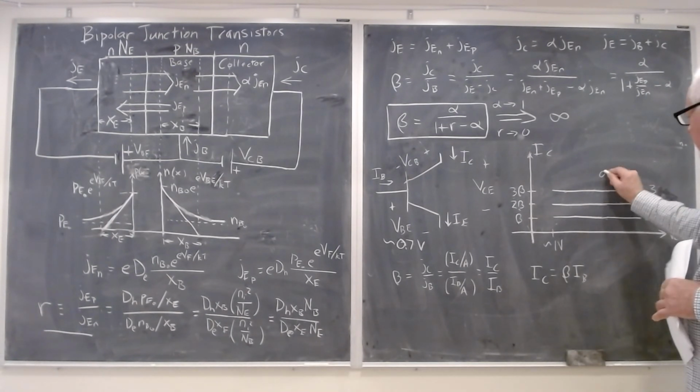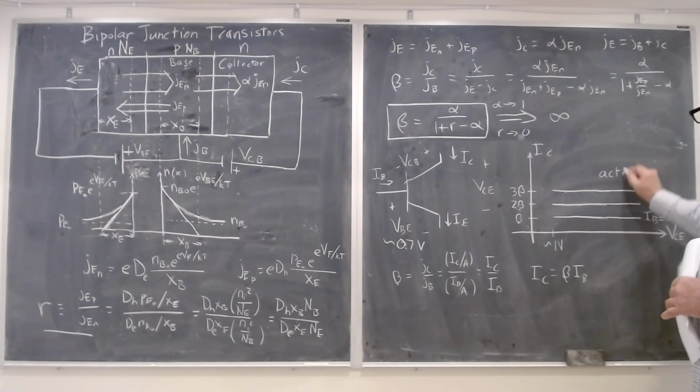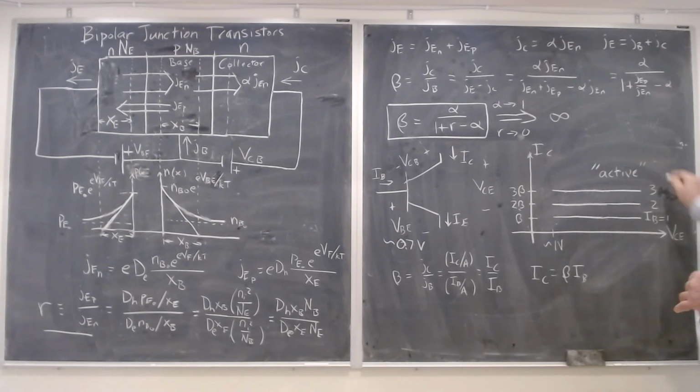This is called the active region of the transistor. That's where VCB is essentially positive, so that it's reverse biased. And next time we'll talk about what happens as you get closer here.